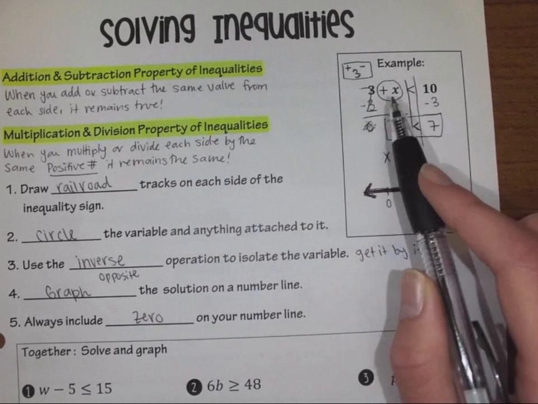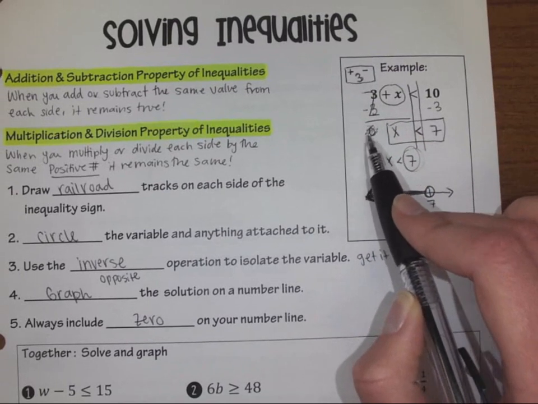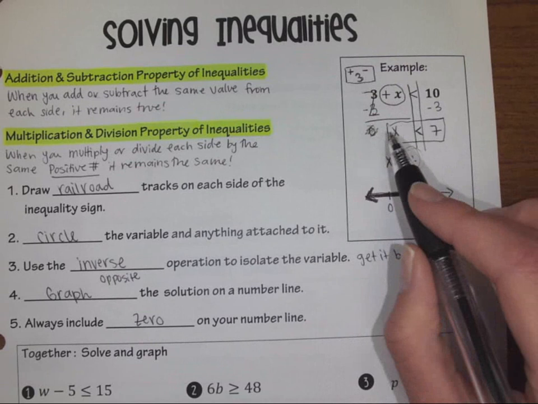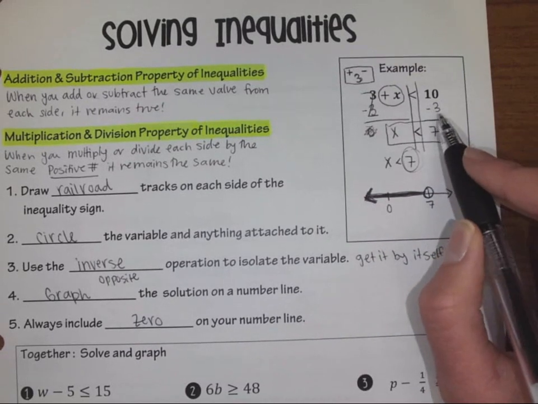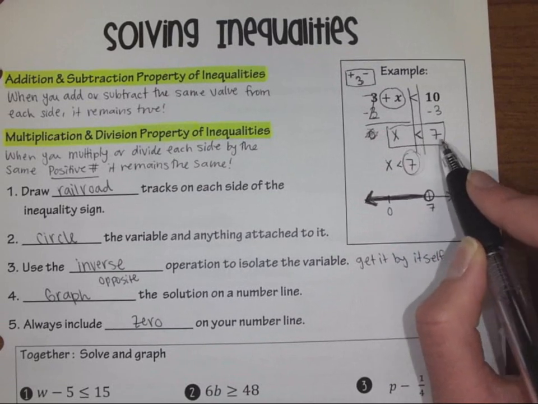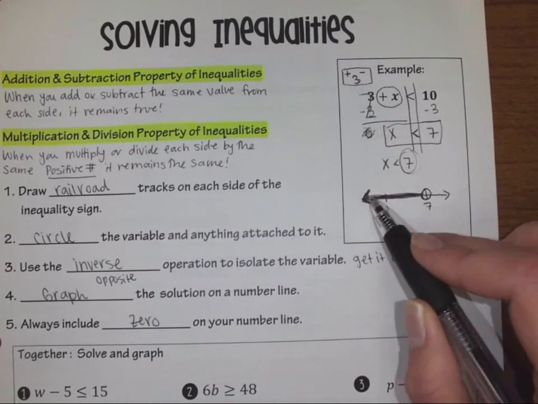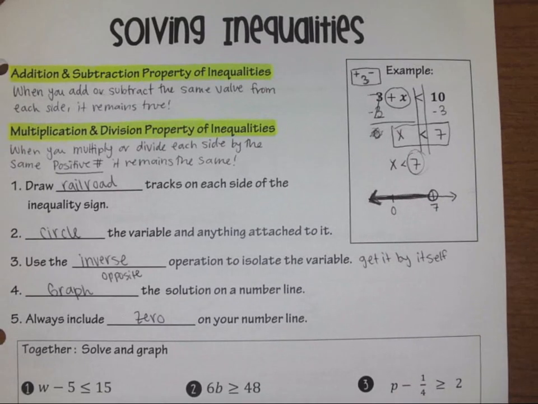When we subtracted 3, we got x all by itself. That's what we wanted. If you mix up and get the wrong sign here, you'll get more stuff over here, and we don't want more stuff. We want to get rid of stuff. So we got rid of our 3. We subtracted 3 over here to keep everything the same. So now we had x less than 7, and we were able to graph that. We saw that it wasn't equal, so we put it there, and we drew our arrow.